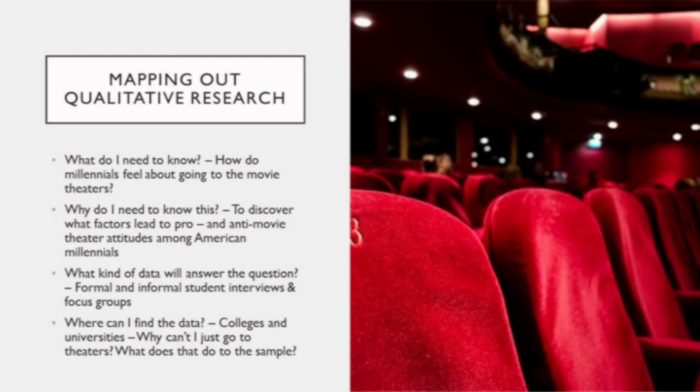And so with mapping out qualitative research, you want to think about what you need to know. You want to think about why you need to know this as well. Remember, we're trying to get into not just saying I want to do a focus group, but this notion of why do I need to know this? What am I trying to investigate here? What kind of data will answer this question? Should I be running focus groups here? Should I be running a survey here? Should I be running an experiment here?